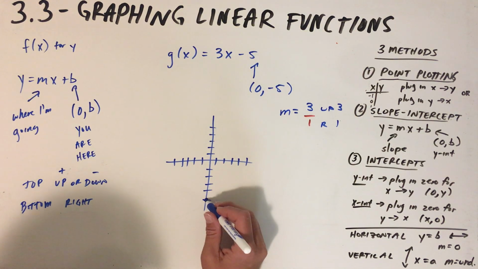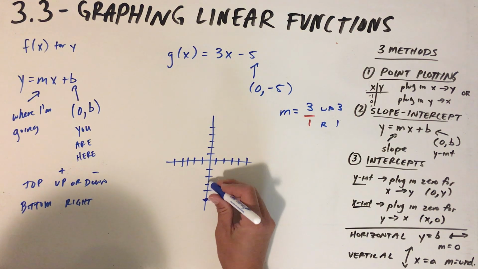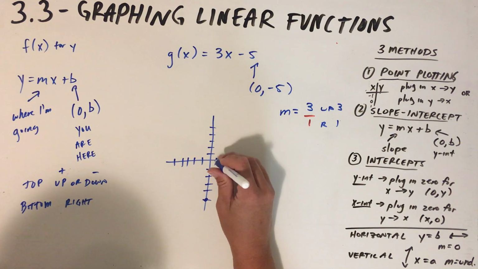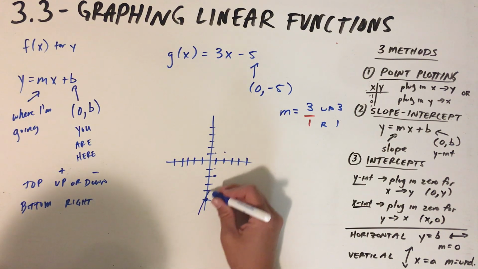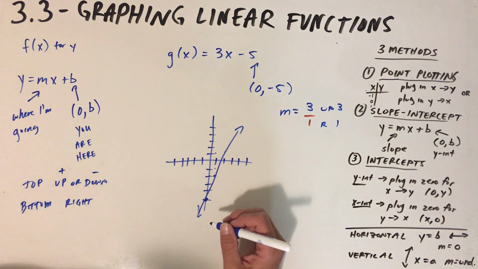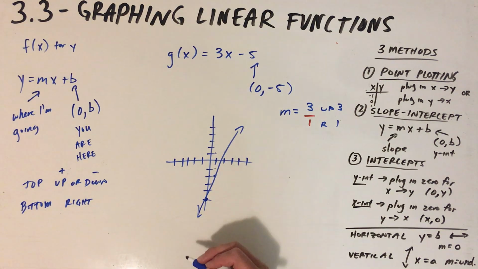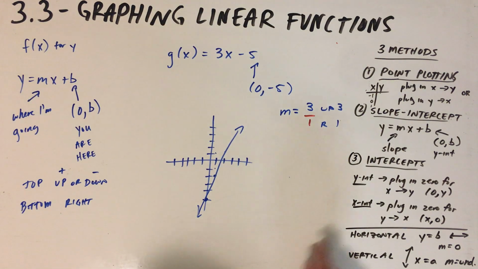So from this point, my you are here point, I'm going to go up 3, 1, 2, 3, and right 1. So I can do it a couple times if I want. Slope stays the same. This rate of change on this line stays the same. Okay, so this is graphing using slope-intercept form.